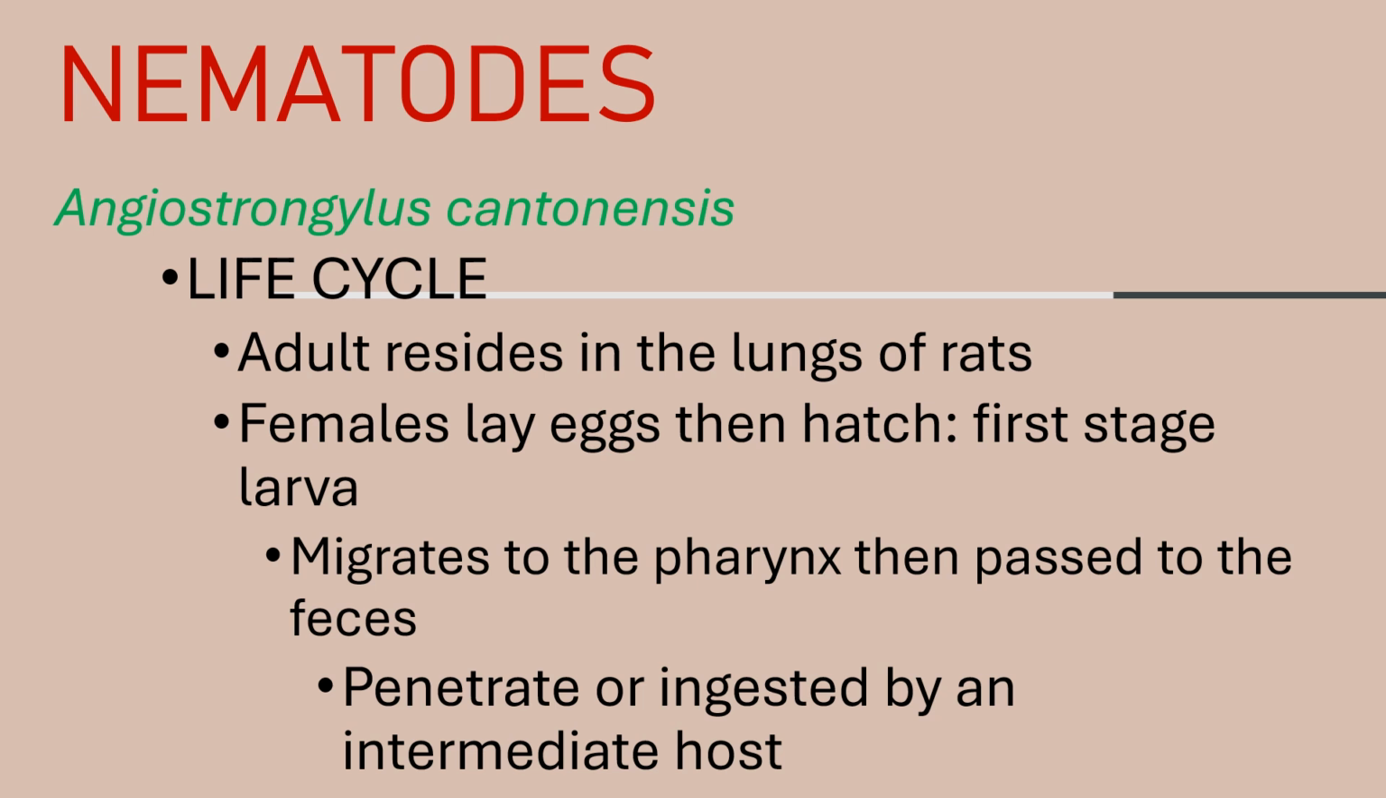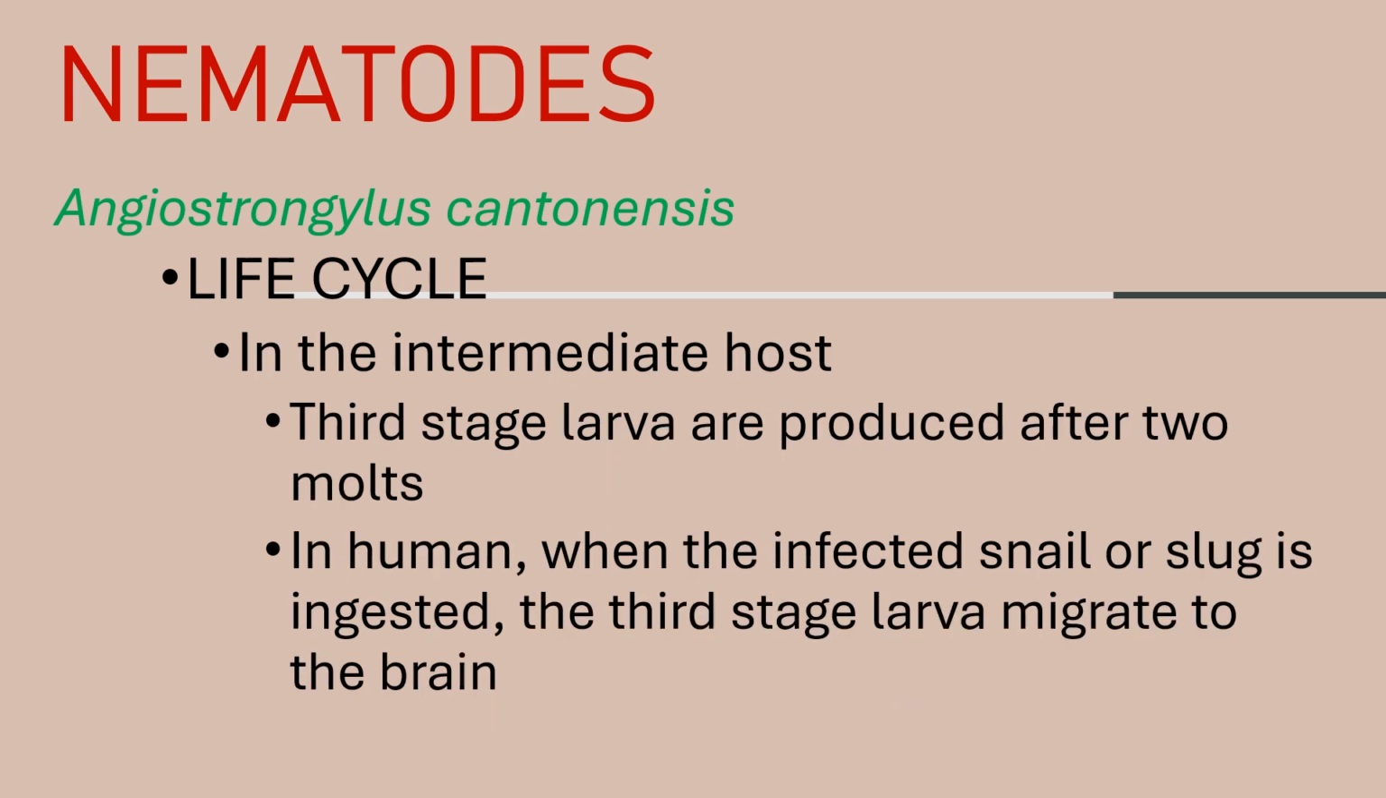As for the kuhol, the scientific name is Pila luzonica. For the suso, the scientific name is Brotia asperata. In the intermediate host, the third stage larva is produced after two molts. The first stage larva will molt twice to produce the third stage larva, and the molting takes 12 days.